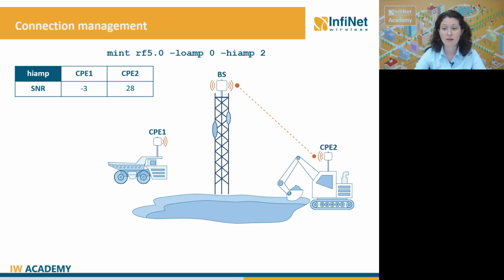Let's now check the influence of the high amp parameter. If a value above 2 dB is registered at CPE1, the link will be re-established. We can see that now the SNR is 4 dB, so the radio link with the base station is re-established. I hope that the significance of the high amp and low amp parameters is now clear for everybody, so let's move forward.